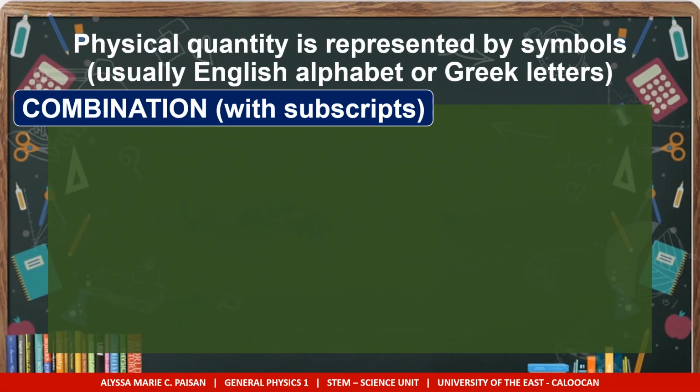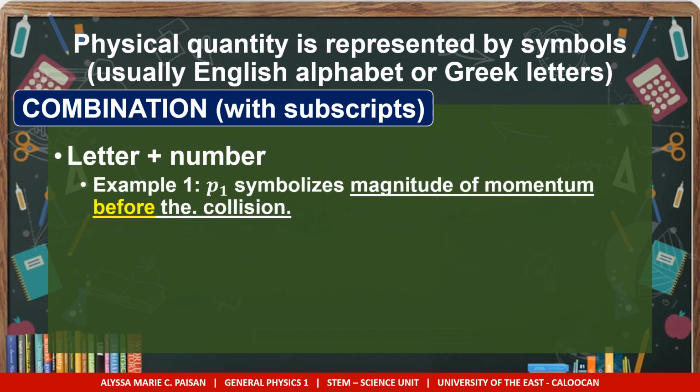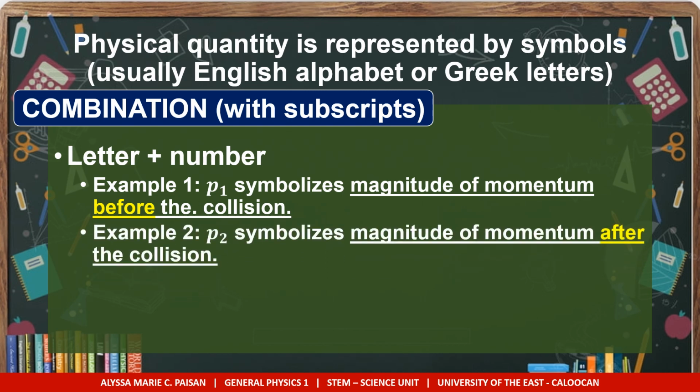Letters can also be combined with numbers to differentiate one quantity from another. Here are some examples of letters combined with numbers as their subscripts to add meaning to the quantities. Example number 1. P sub 1 symbolizes magnitude of momentum before the collision. And example number 2, P sub 2, or P with the subscript 2, symbolizes magnitude of momentum after the collision.